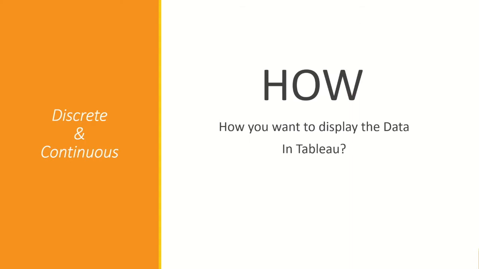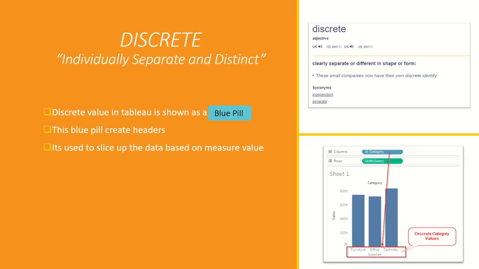Moving on to discrete and continuous. Discrete and continuous represents how you want the data to be displayed in Tableau. So discrete, as the name suggests, it's individually separate and distinct values. A discrete value in Tableau is shown in a blue pill. So as you can see here, category is represented as a blue pill, which is showing us the individual category values, which is furniture, office, and technology. So these are the discrete category values.